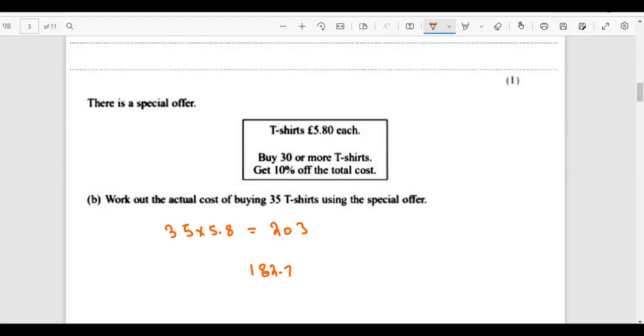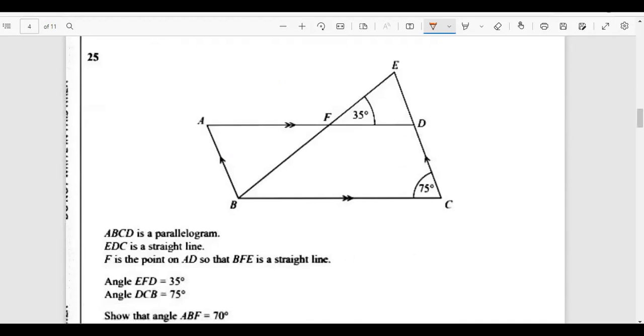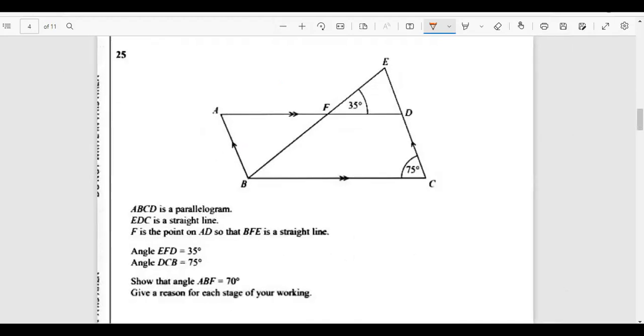All right. So this is going to be the actual cost. Okay, let's talk about the next one. So this is a diagram, and let's just see what exactly we are supposed to find. Show that the angle ABF is 70 degrees.